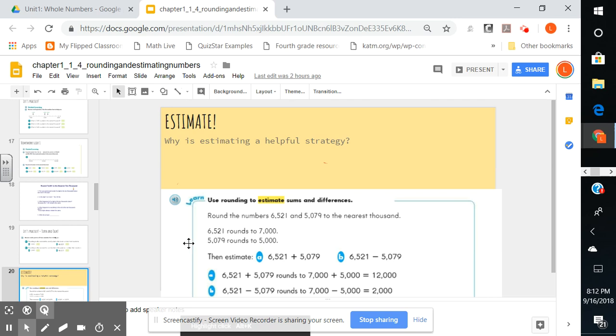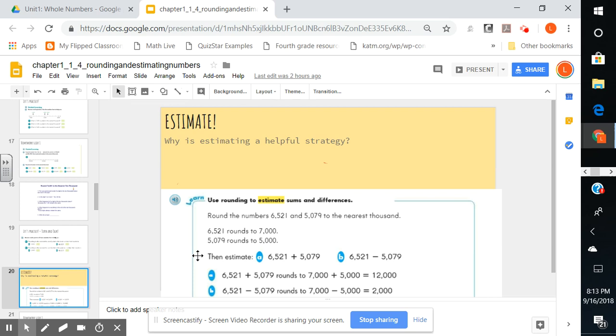First, this is how we're going to do it. Round the numbers 6,521 and 5,079 to the nearest thousand, and then we're going to add them. So step 1, you round. 6,521, as you can see, rounds to 7,000. Write that down. 5,079 rounds to 5,000.